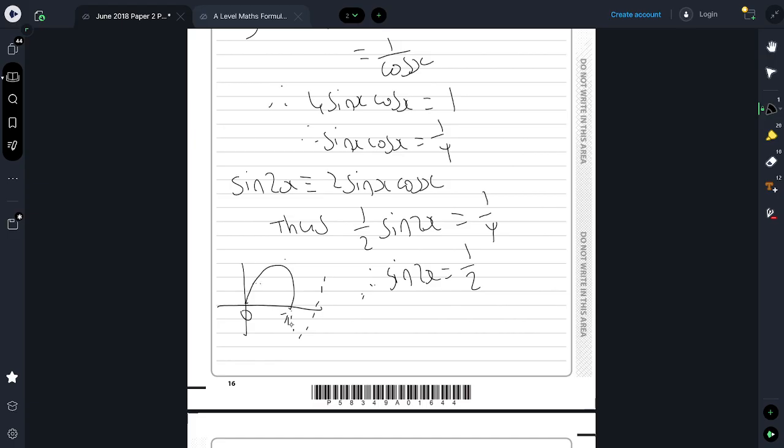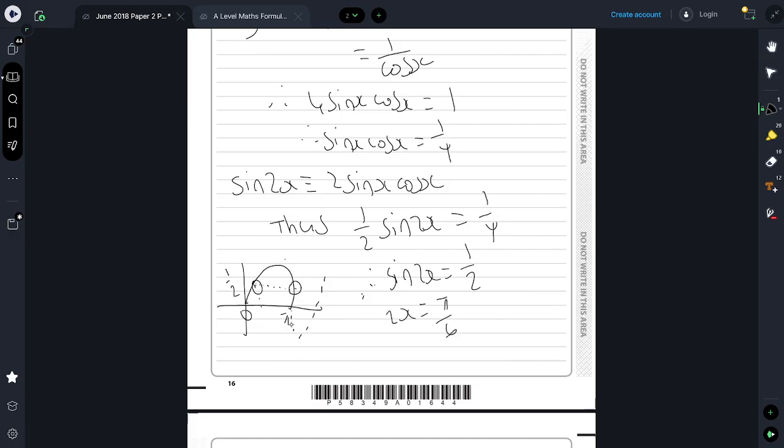Well, when it's a half, it crosses the graph sin x at 2 distinct points, right here and here. Well, you can use the calculator to inverse it. So what's inverse sine of a half? You should remember that. It is 30 degrees or pi over 6. That is called a principal solution.